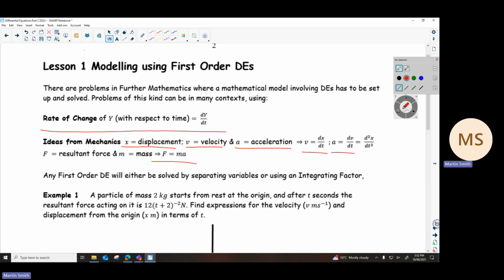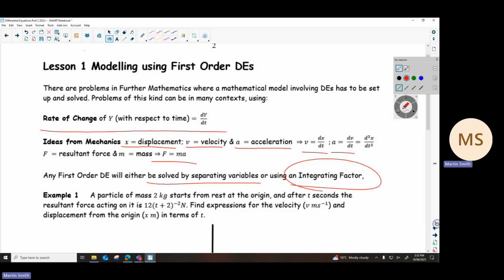Now, in this lesson, I'm only going to look at first order differential equations. Any first order differential equations which arise can either be solved by separating the variables, which really means it's an A-level maths question, or by using an integrating factor. These are what's most likely to arise on a further maths question.